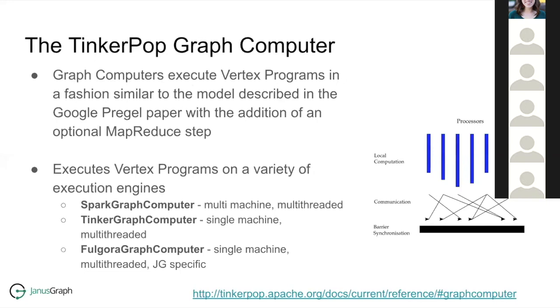So we have a Spark graph computer that lets you run these things in a distributed multi-machine fashion. And then there's a TinkerGraph computer that's bundled. This is a single machine, but multi-threaded. And then lastly, this isn't documented in JanusGraph very well. I don't think it's in the documentation at all, but there's actually something called a Fulgora graph computer in JanusGraph. It's JanusGraph specific, but it's single machine and multi-threaded. So there's a few different options for executing graph algorithms, but we'll be focusing on the Spark graph computer today.